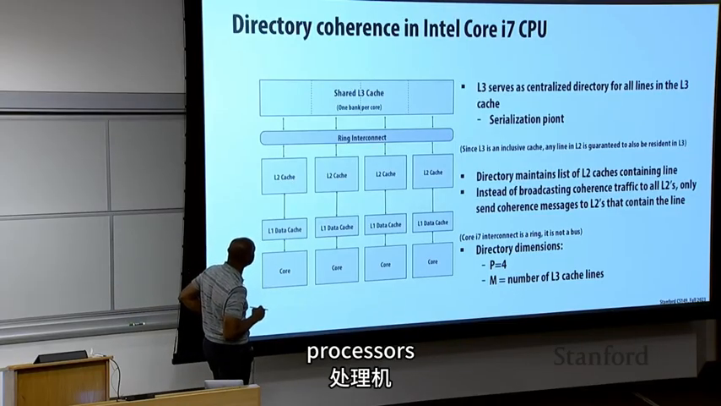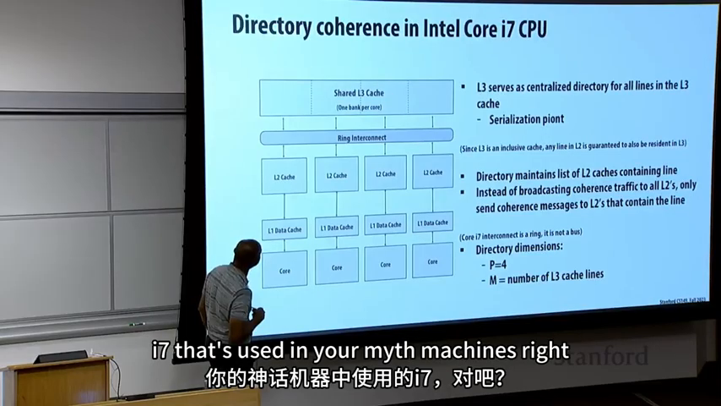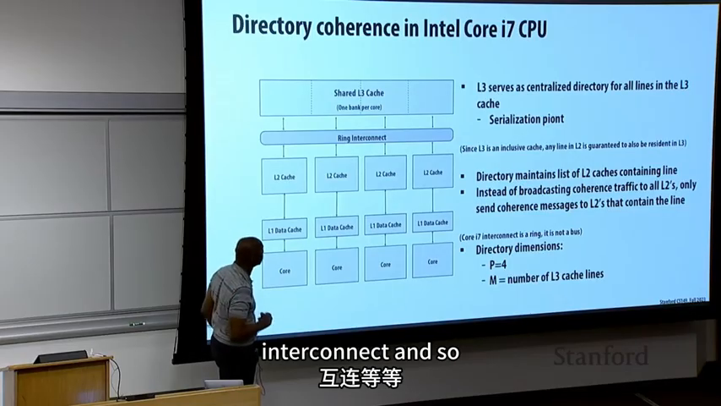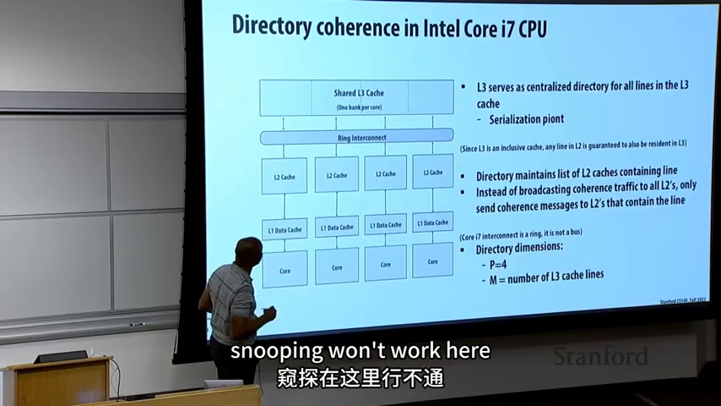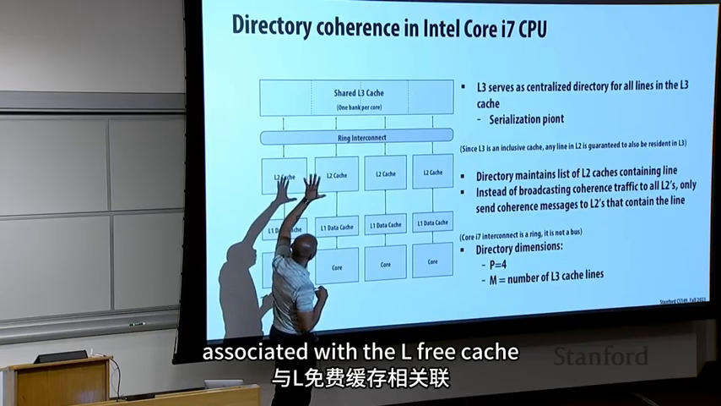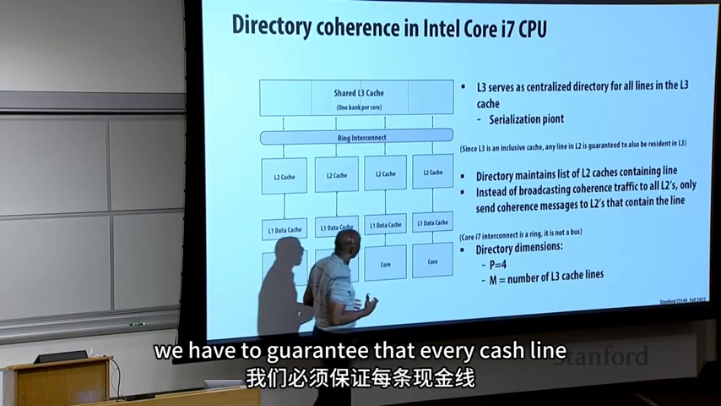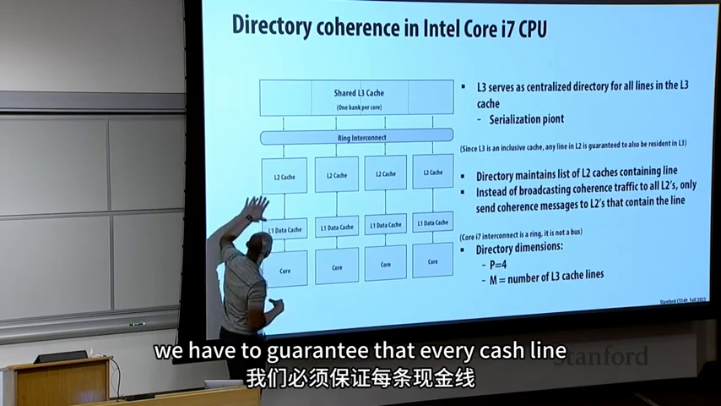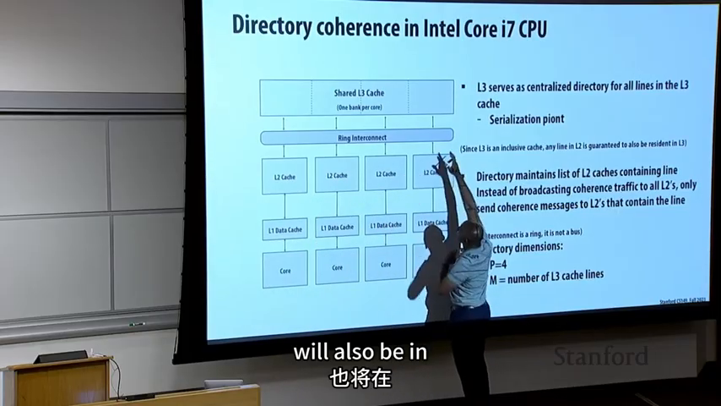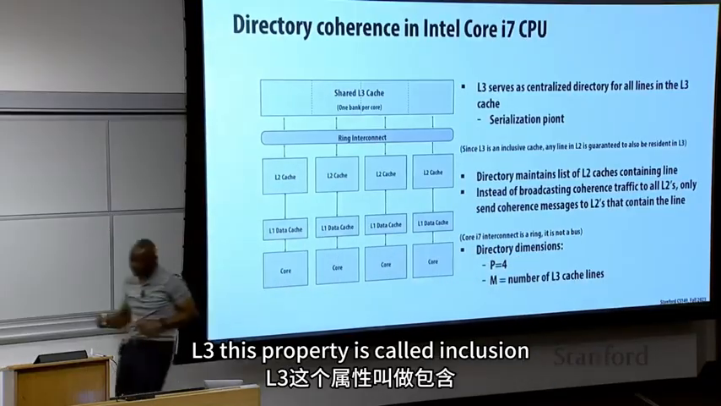multi-core processors, right? For instance, the i7 that's used in your MIF machines. So you've got a ring interconnect, and the ring interconnect is not a broadcast interconnect, and so snooping won't work here. And it's also, of course, more scalable. But what we have is a directory associated with the L3 cache. For this to work, we have to guarantee that every cache line that could be in any of the L2s will also be in L3. This property is called inclusion.